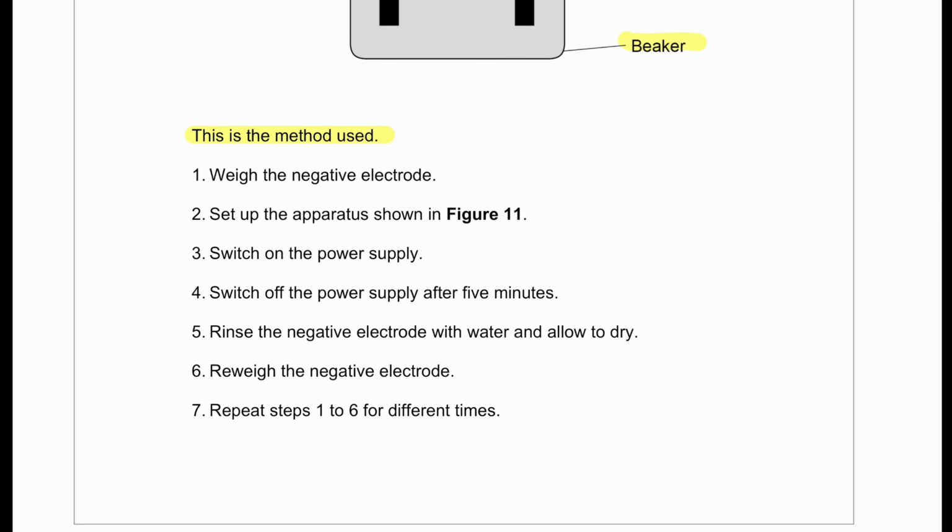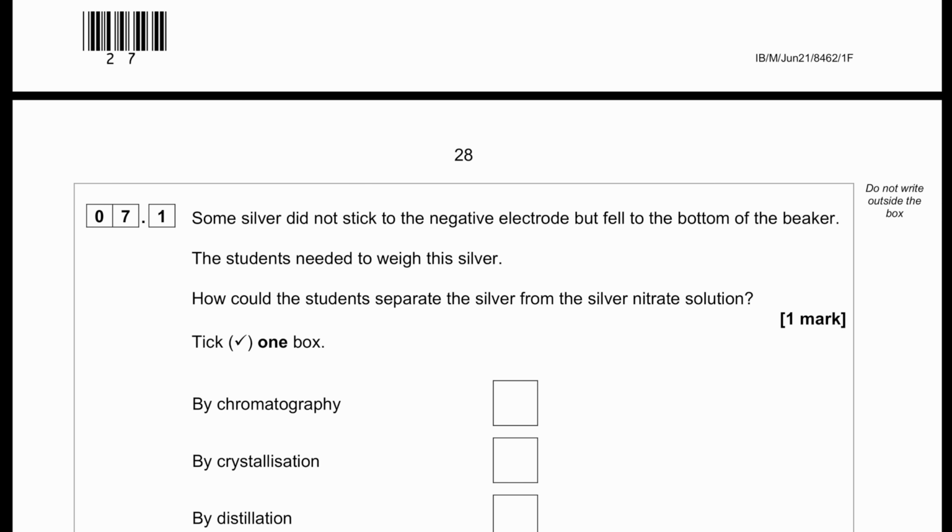This is the method used. Weigh the negative electrode, set up the apparatus shown in figure 11, switch on the power supply, switch off the power supply after 5 minutes. Rinse the negative electrode with water and allow it to dry. Reweigh the negative electrode. Repeat steps 1 to 6 for different amounts of time. Some silver did not stick to the negative electrode but fell to the bottom of the beaker. The student needed to weigh this silver.